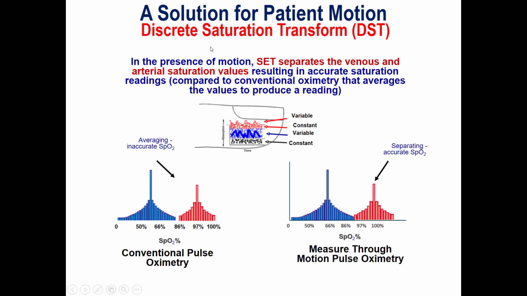This is an explanation of one of the filters, which is the DST, the discrete saturation transform, and how it solves the problem of the AC signal, which is the motion, which has been called in another way the adaptive filter.